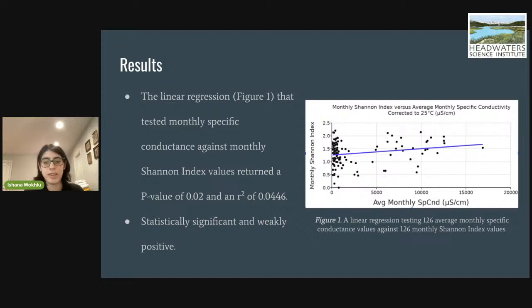The linear regression in Figure 1 that tested average monthly specific conductance against monthly Shannon index values returned a p-value of 0.02 and an r-squared of 0.0446. Although statistically significant with a p-value less than 0.05, the relationship between the 2 variables is only weakly positive, since the variance in specific conductance only explains about 4.46% of the variance in monthly Shannon index values, as indicated by the r-squared value.